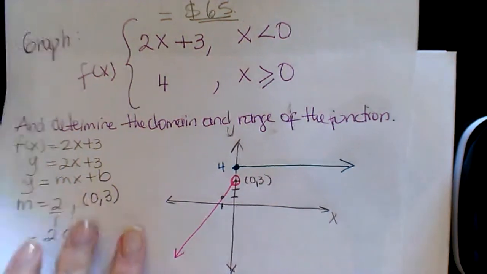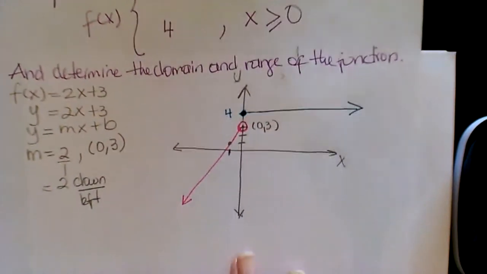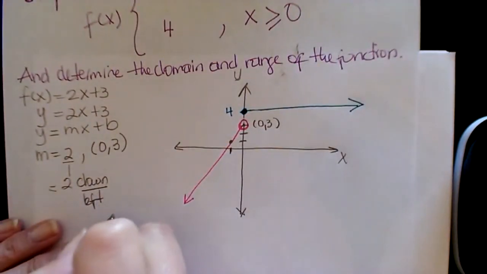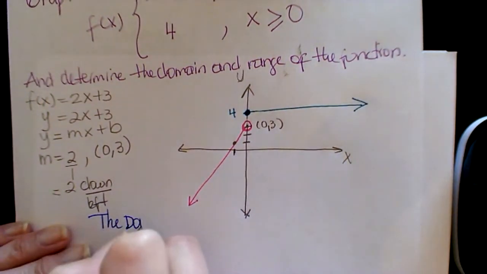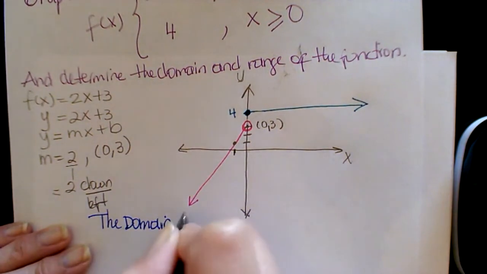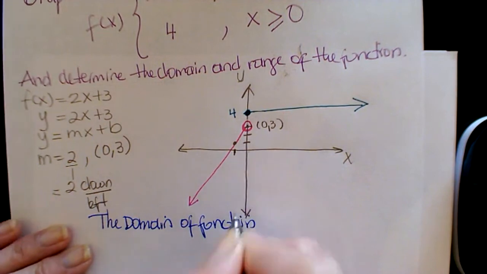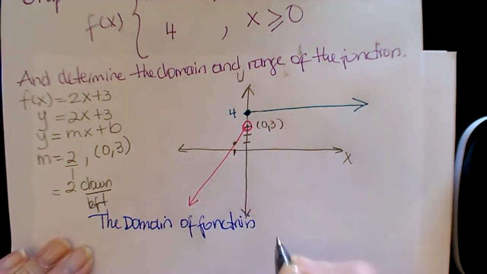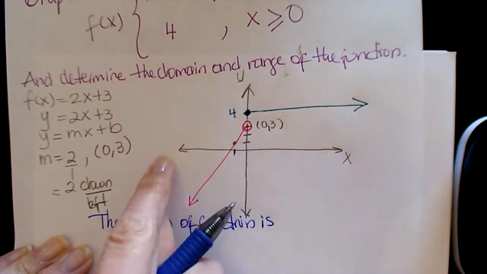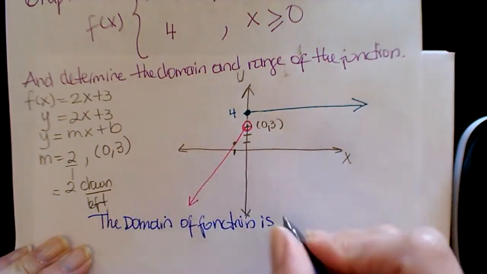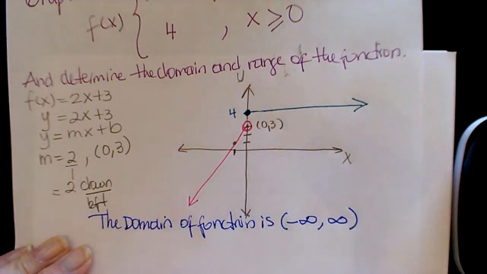So now it's asking me for the domain and the range. So let's do it. The domain of the function, again, domain is the x-axis, right? So it's going to be what? The negative and the positive, right? So it's going to be negative infinity to positive infinity.